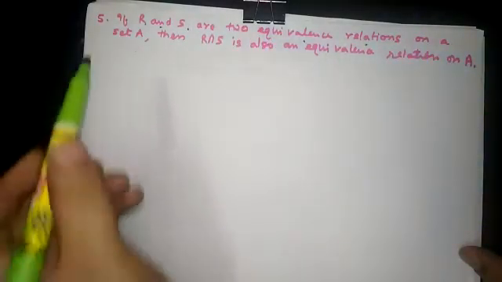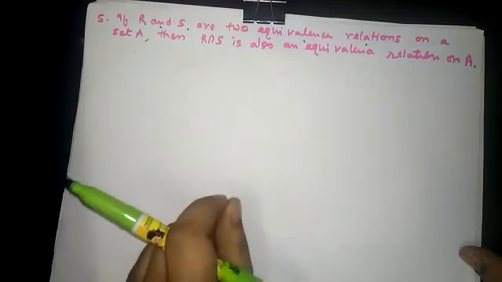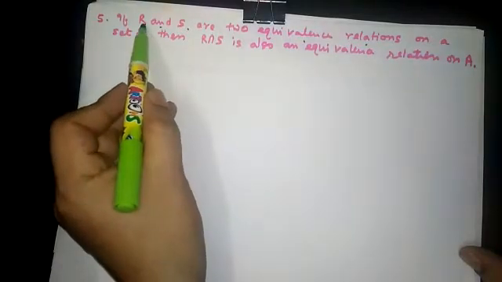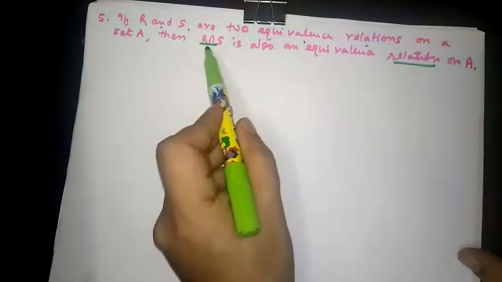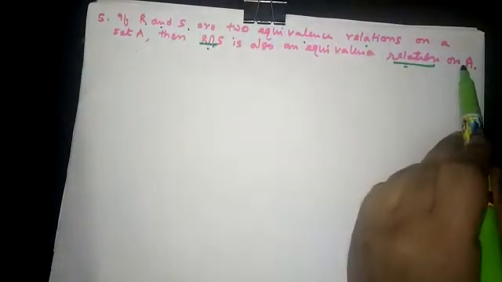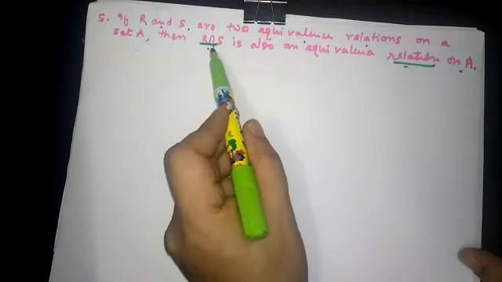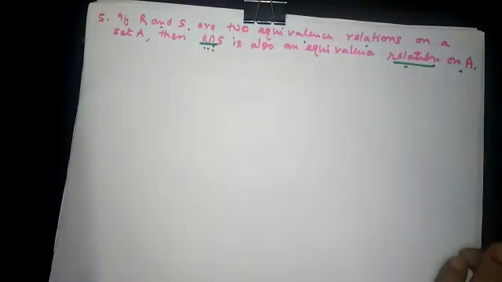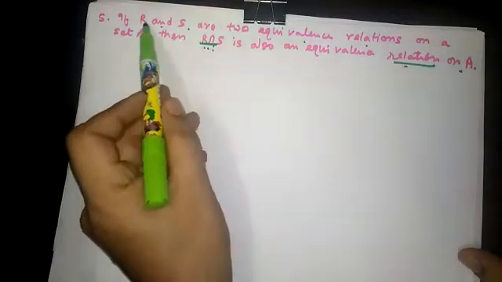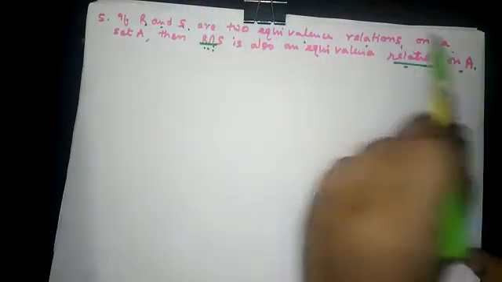Correct? Now the first thing we need to do here is ensure that R intersection S is also a relation. First we have to prove that R intersection S is a relation on A. Then we'll prove that R intersection S is an equivalence relation on A. R and S are two equivalence relations on a set A.